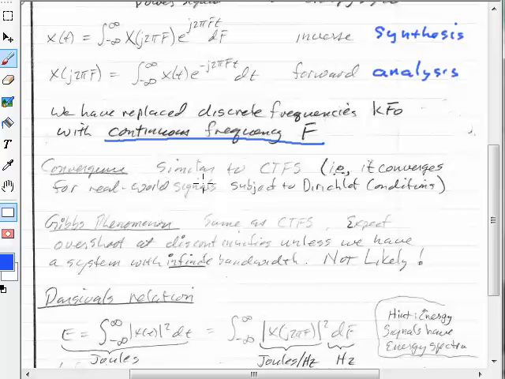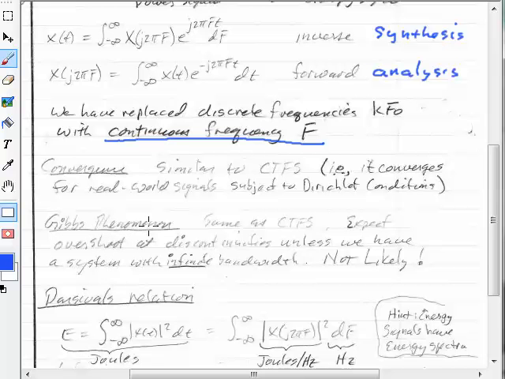What about convergence? Well, the same properties. As long as the Dirichlet conditions hold, the continuous time Fourier transform is just like the continuous Fourier series. It does converge, and for all real-world signals this is going to happen, so we don't have to worry about that too much.